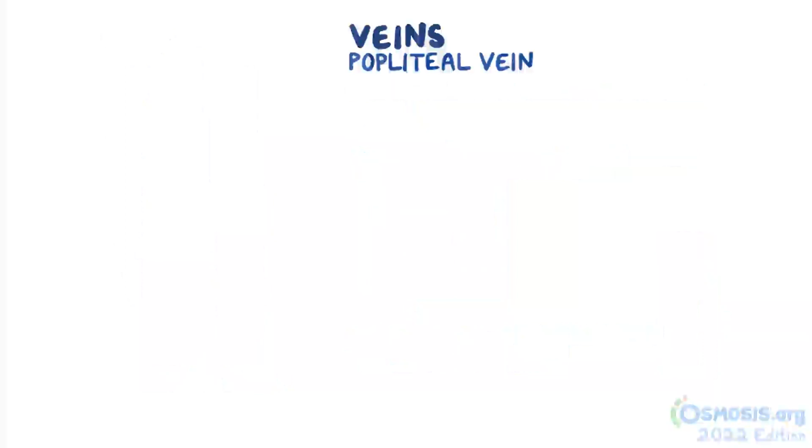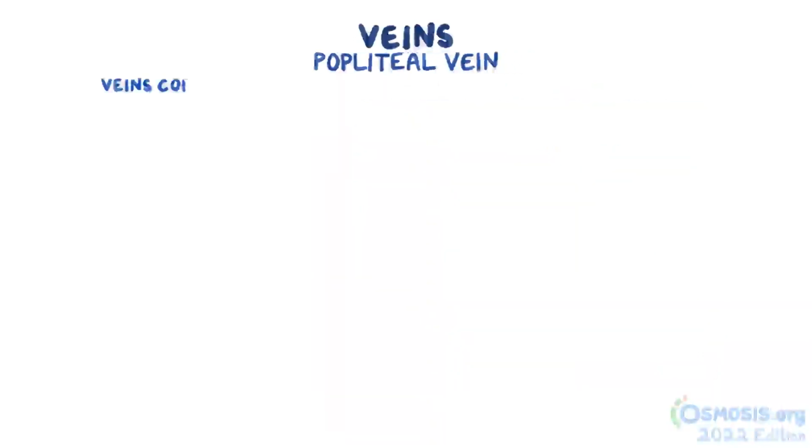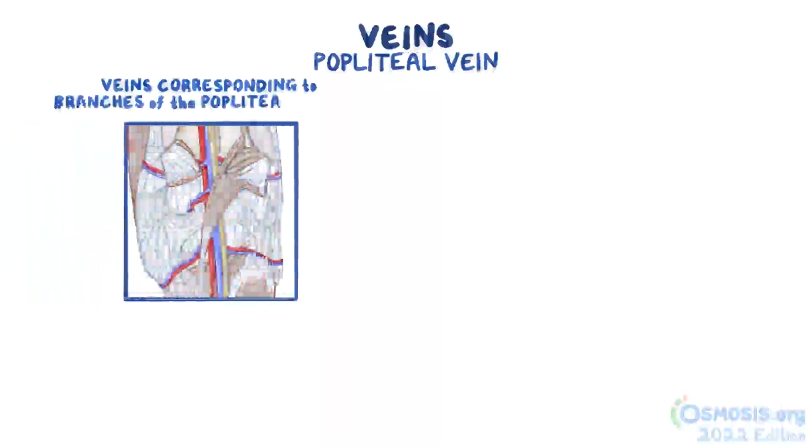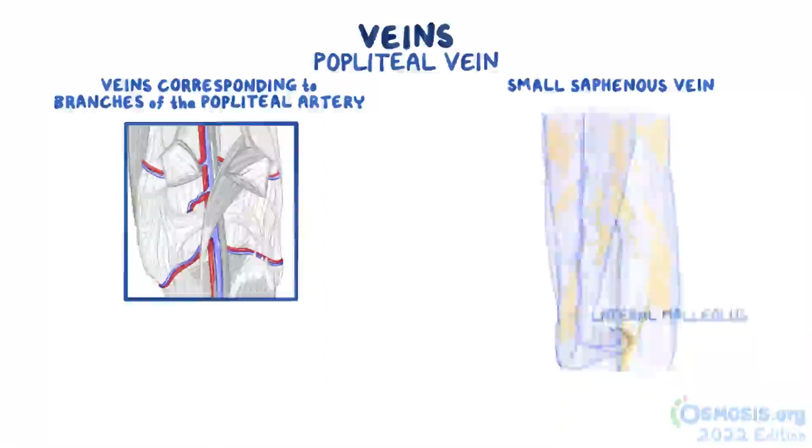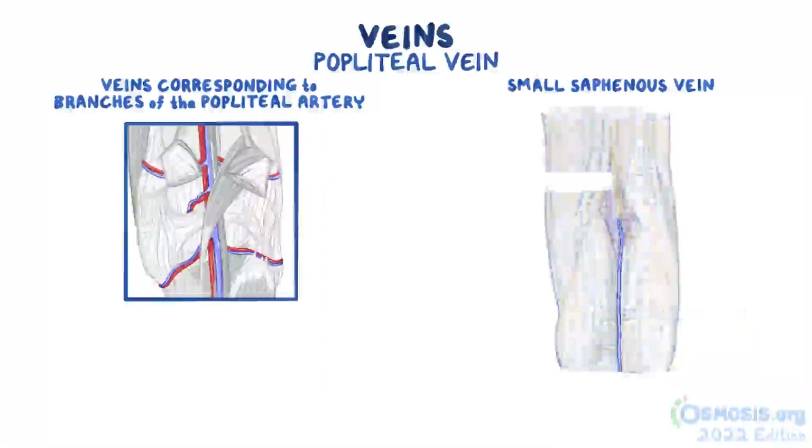Now, there are also several veins that drain into this structure. The most important ones are the veins corresponding to the branches of the popliteal artery and the small saphenous vein, which passes from the posterior aspect of the lateral malleolus to the popliteal fossa, where it pierces the deep popliteal fascia and enters the popliteal vein.